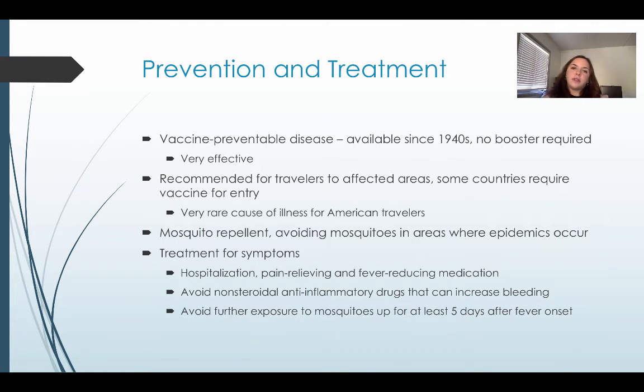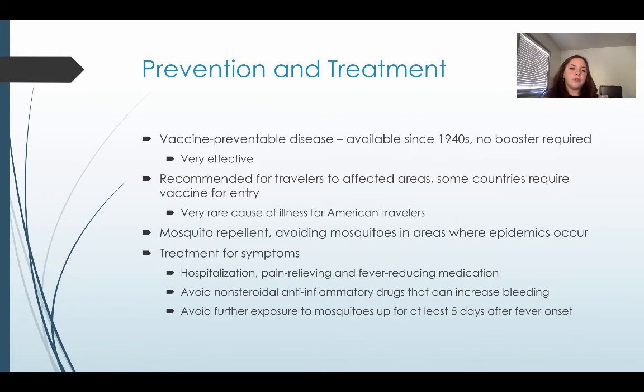So yellow fever is a very preventable disease with a vaccine. The vaccine has been available since about the 1940s and does not require a booster. It's very effective, and neutralizing antibodies seem to have been produced in 99% of vaccinees within 30 days of reception of the vaccine. It's a very, very useful, very effective vaccine.